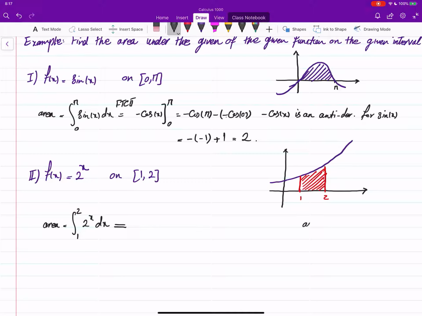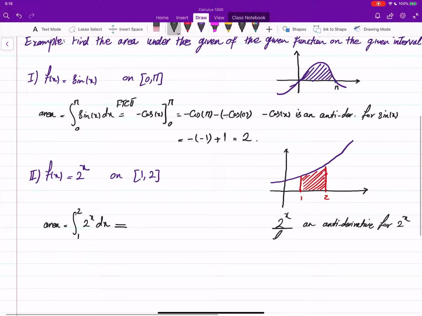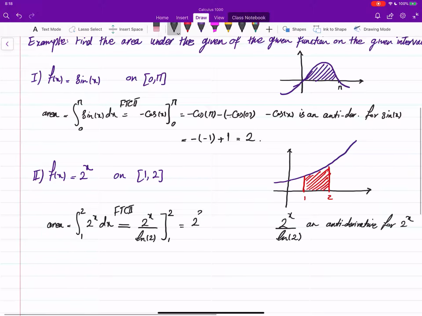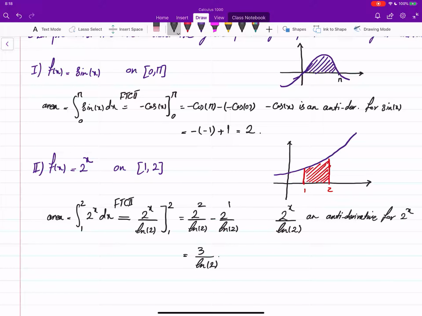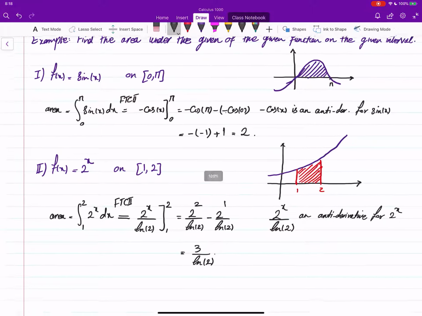We know that an antiderivative for 2 to the power x is 2 to the power x over ln 2, not ln x. And by fundamental theorem of calculus part 2, we can evaluate this integral since we know the antiderivative of that function. This will go from 1 to 2. This means 2 to the power 2 over ln 2 minus 2 to the power 1 over ln 2, which altogether will be 2 over ln 2, which is a positive number in this case, and that's the value of the area of this region.